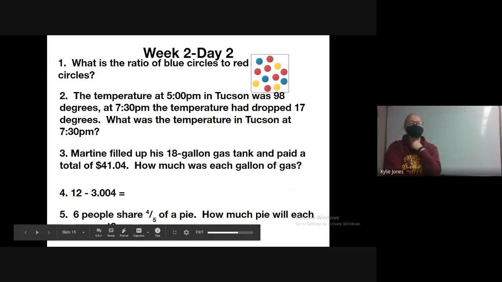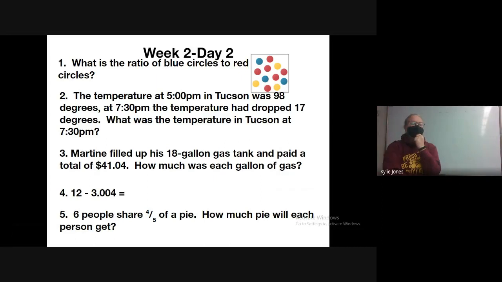Number 3, Martin filled up his gas tank that was 18 gallons big and paid a total of $41.04. How much was each gallon of gas? Number 4, 12 minus 3 and 4/1000. Number 5, 6 people share 4/5 of a pie. How much will each person get? So I'll give you guys a little bit of time to work on that. Go ahead and get going.